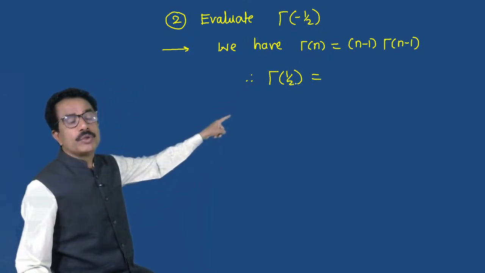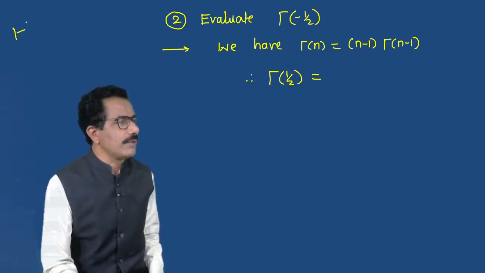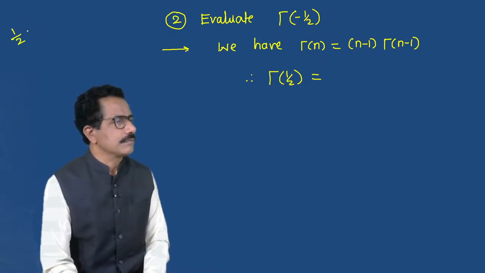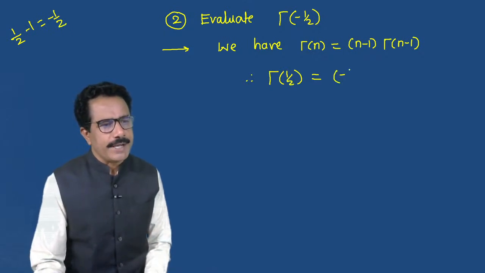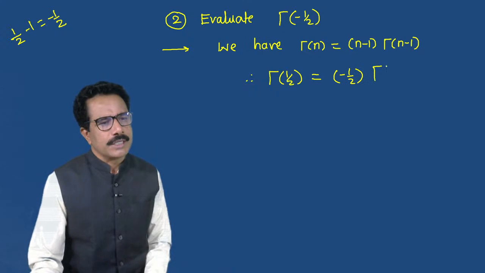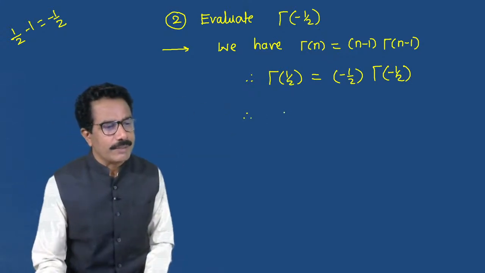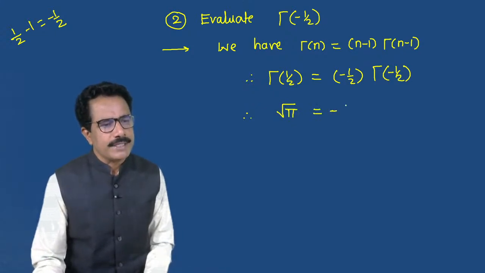In place of n put 1 by 2. Gamma 1 by 2 is equal to 1 by 2 minus 1, that will be minus 1 by 2. So we can write minus 1 by 2 gamma of minus 1 by 2. Because we know that the value of gamma 1 by 2 is root pi, this gives root pi equals minus 1 by 2 gamma minus 1 by 2.